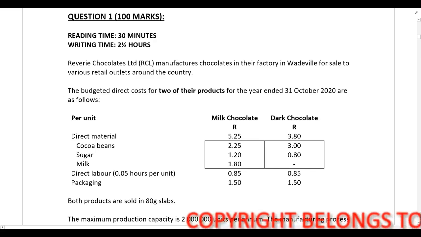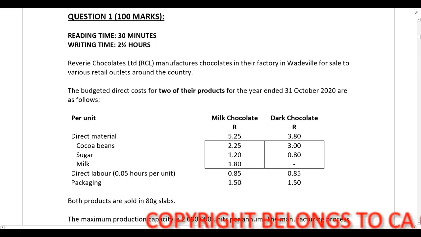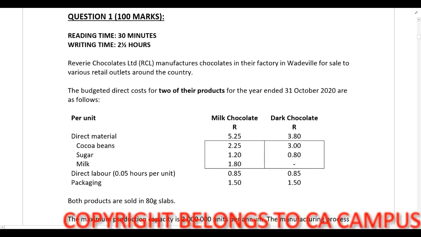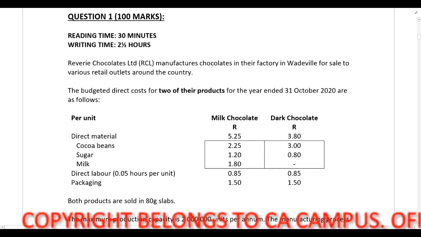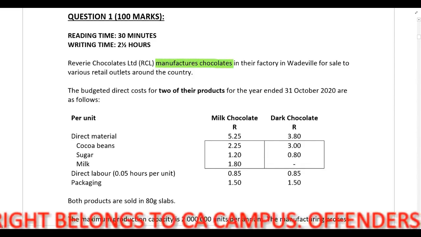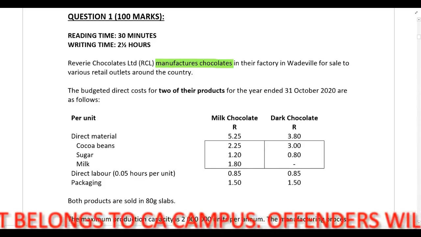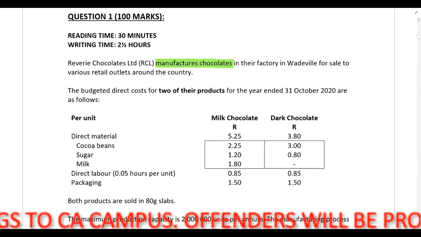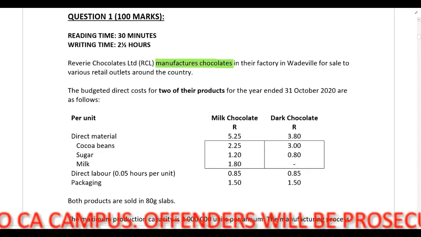Reverie Chocolates Limited, or RCL, manufactures chocolates in their factory in Wadeville for sale to various retail outlets around the country. Alright, so we are dealing with a chocolate manufacturer. The budgeted direct costs for 2 of their products for the year ended 31 October 2020 are as follows.